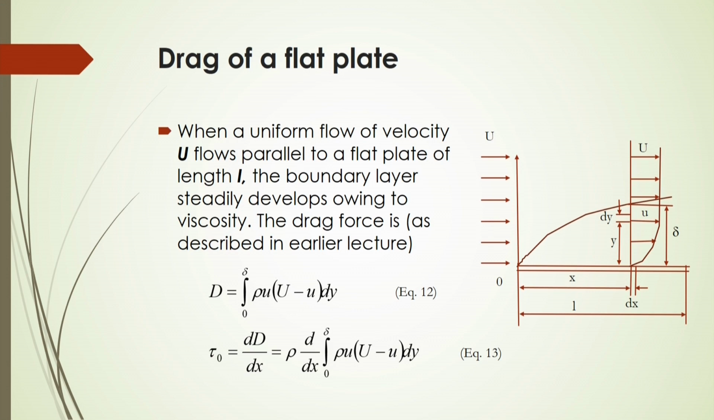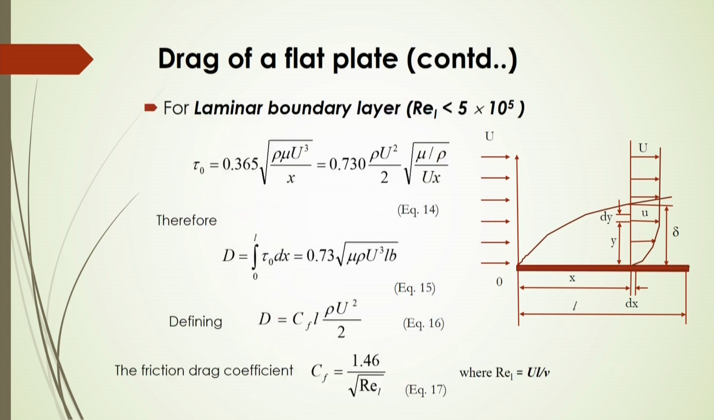In this case, the boundary layer steadily develops owing to the viscosity, and the drag force is as described earlier. It is equal to rho into U minus u, where capital U is the free stream velocity as shown in the figure, and the wall shear stress tau will be d by dx, which is simply the equation shown here as 13.